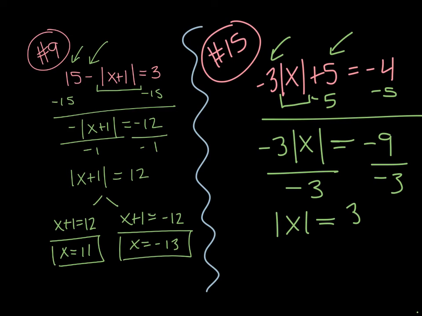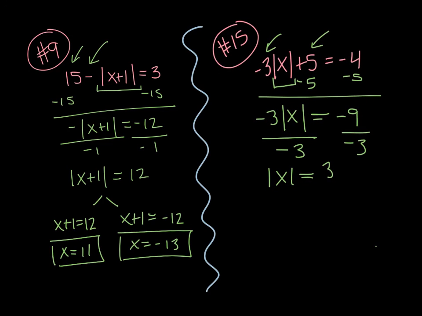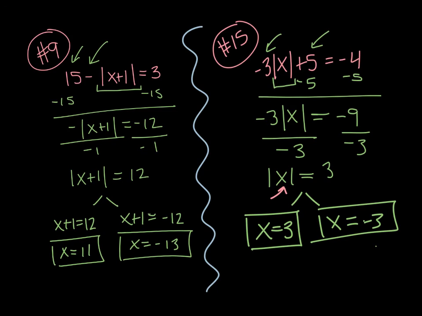Now that the only thing on the left-hand side is your absolute value, now you can split it up into your two equations. It seems sort of silly, but x equals 3 and x equals negative 3, because there's nothing inside there with that x to add or subtract, so your two solutions will be x equals 3 and x equals negative 3.